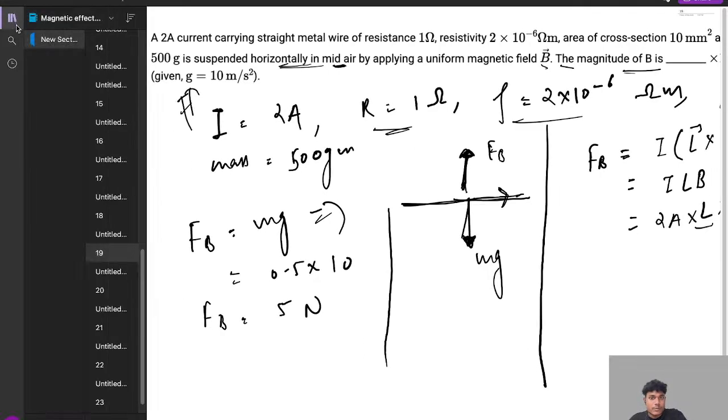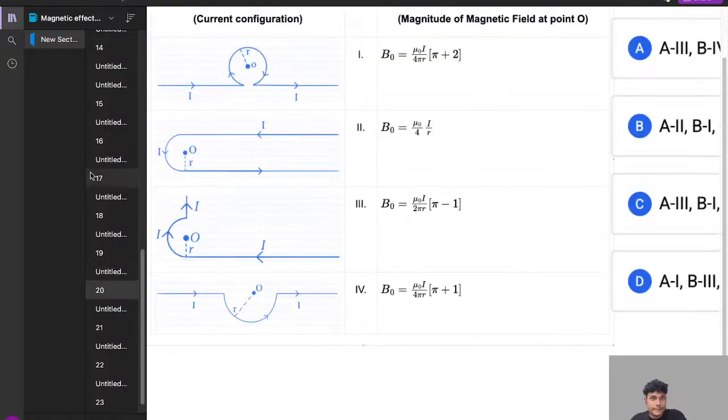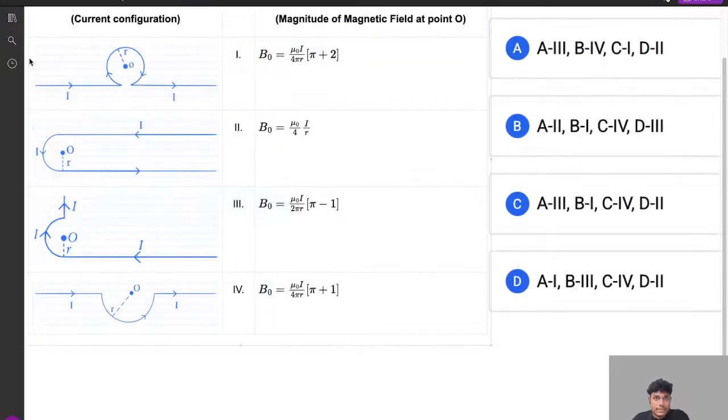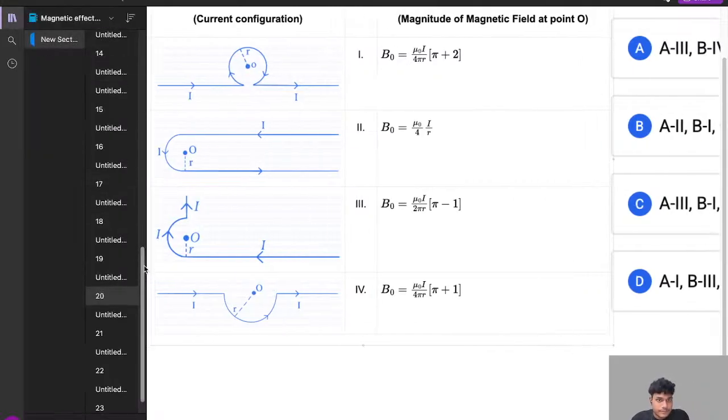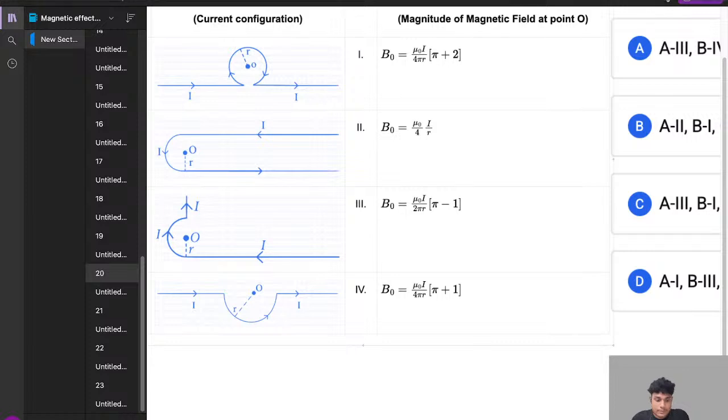Now move to the next question, 20. It is the match the following question and you have to match. Please look once onto this.